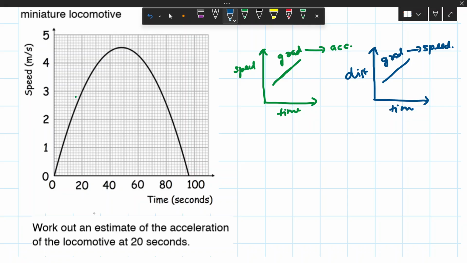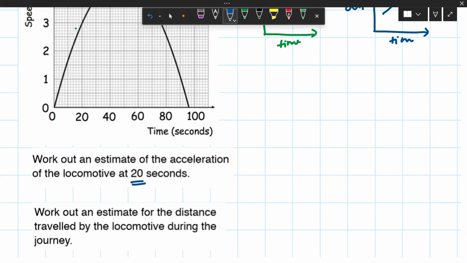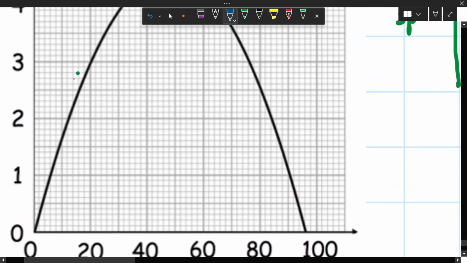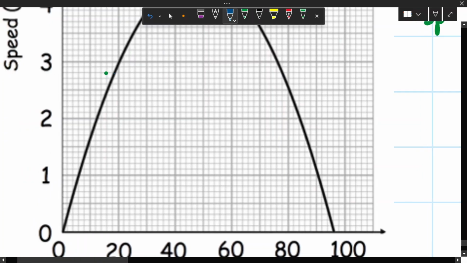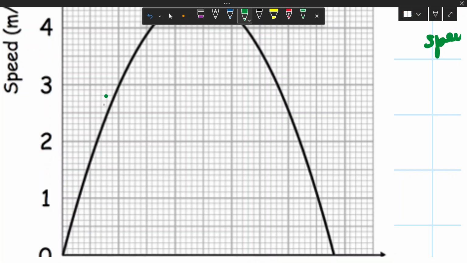Okay, so what do we have to work out? Work out an estimate for the distance. Okay, don't worry about the distance. We need an estimate for the acceleration at 20 seconds. So we are going to figure out the gradient at 20 seconds. For that, you're going to have to zoom in, go to 20. We're going to make a nice little tangent at that point. So you might want to grab your ruler here. Make sure it's tiny. You don't want to make it too long.